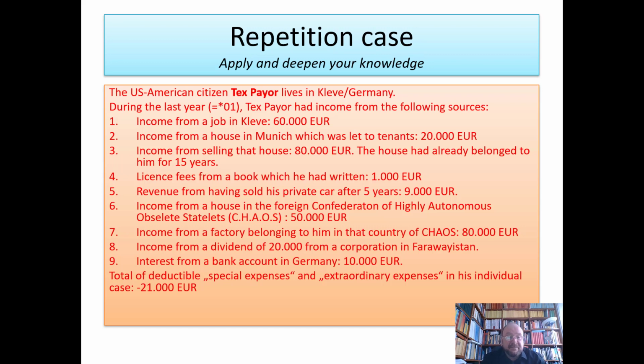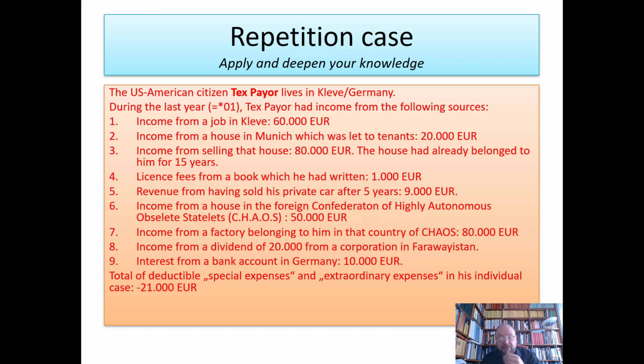And here I have a small case. There you see what would be done in real life. For example, income from a job at Kleve, 60,000, income from a house in Munich, 20,000, income from selling that house, 80,000. The house had already belonged to the taxpayer for 15 years. Now, surprise, under no type of income that would be covered. Under German law, selling private property, so things which are not used for you to run a business, would be tax-free if you owned it at least 10 years already. So that's no income at all.